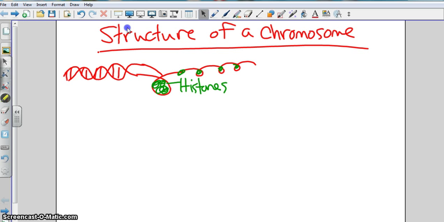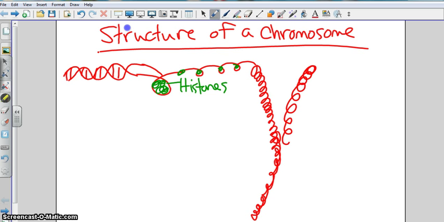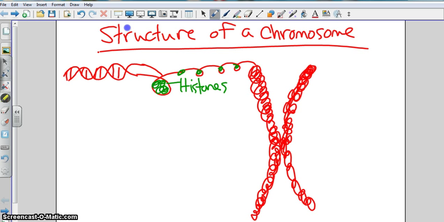And then those things wrap around each other, and they coil up into, finally, a chromosome, which is going to look like this right here. Makes that nice X shape. I'm drawing it like this because I want you to understand that chromatin is the loose form of DNA, where it's just DNA wrapped around those proteins, those histones.